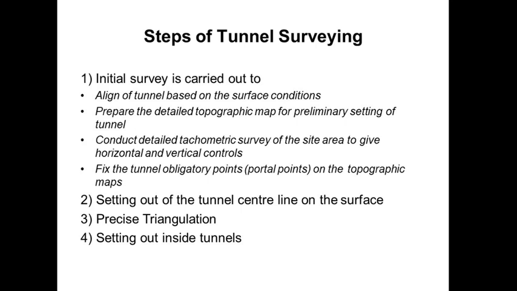So what is the surface condition? What is the soil data? What are the topographical maps or topographical data? Then the tachometric survey, from which we can measure the angle, the height and the length of the points, to give horizontal and vertical control. That means we can calculate the level of the ground, that is the contour survey. Next, fix the tunnel obligatory points on the topographic maps.